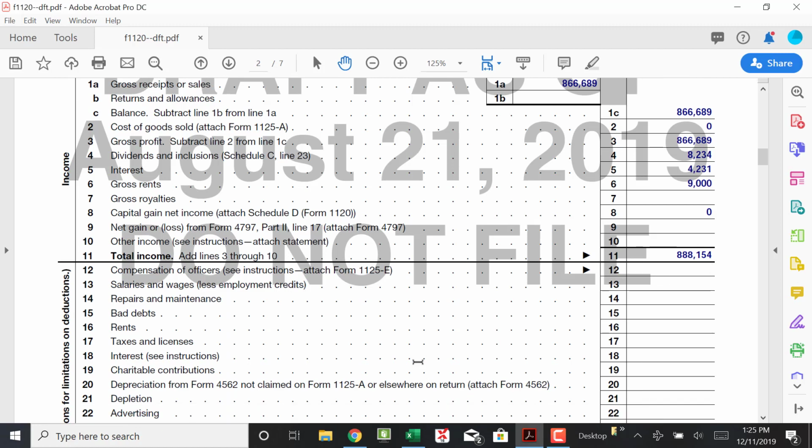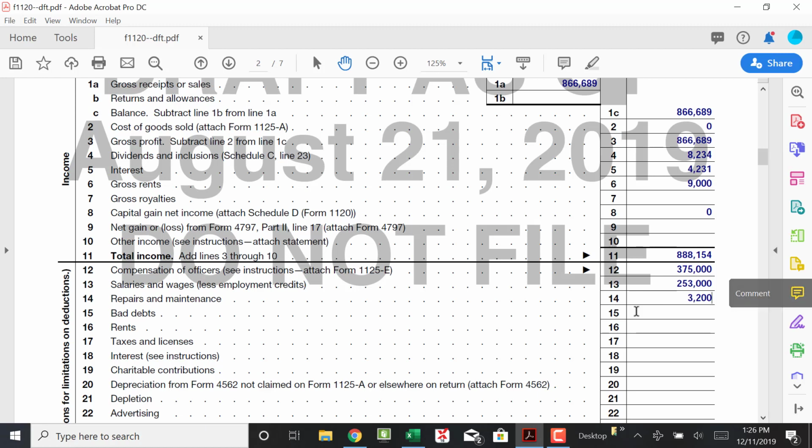We have compensation of officers. So the compensation of officers was $225,000 for him, $150,000 for her. So together is $375,000. The non-owner's salaries and wages are $253,000. And then we need to look at what else do we have? We have repairs and maintenance, which we can put on that line. We had $3,200 of repairs.